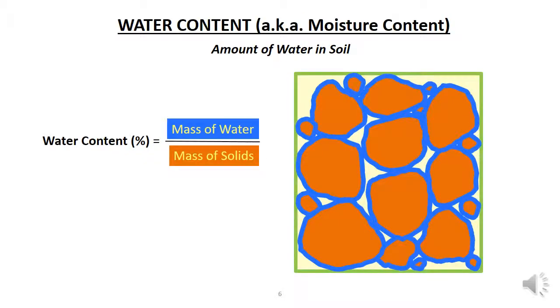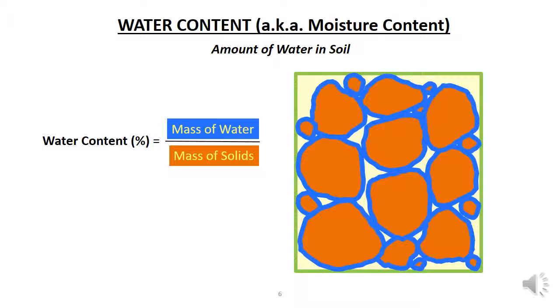The amount of water in the soil is called the water content. It may also be called the moisture content. The water content is determined by dividing the mass of the water by the mass of the solids in a soil sample. Note that the water content is measured by weight, while the porosity is measured by volume. Also, with the water content, we're only looking at the mass of water compared to the mass of the solids, not the total mass of the soil.